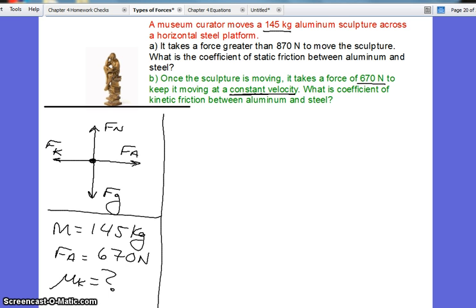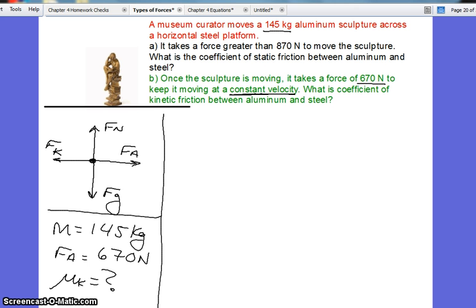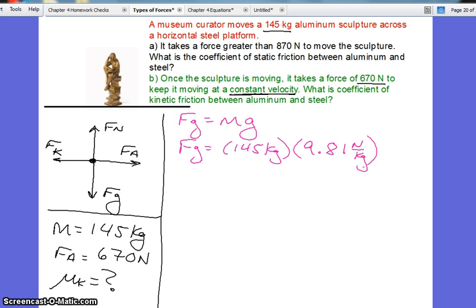So we'll go in here, the equation for gravitational force, if we go to our equations, is right here. And the gravitational force is the mass times the gravitational field. So gravitational force, m times g. The mass is 145 kilograms, and the gravitational field constant is 9.81 newtons per kilogram. So it's really just a conversion factor, that gravitational field constant. We multiply those together, and we get 1,422.45 newtons. So that's not what we're after.